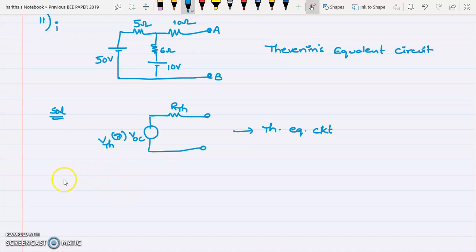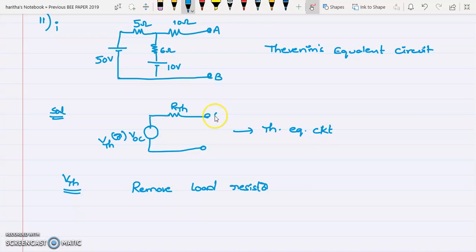So let's first find out this V Thevenin, Thevenin's voltage. What is the procedure to find out the Thevenin's voltage? First of all, you have to know about it. Thevenin's voltage or open circuit voltage. Open circuit means, whenever you are finding this Thevenin's voltage, first you have to remove the load resistor, and between those load terminals, you have to find out the voltage. That will be your Thevenin's voltage.